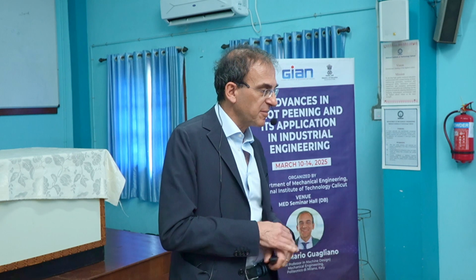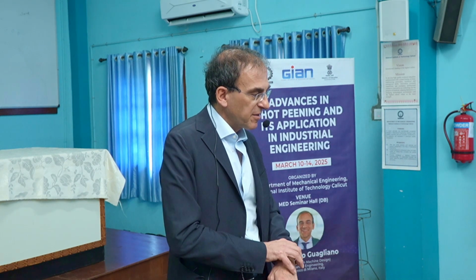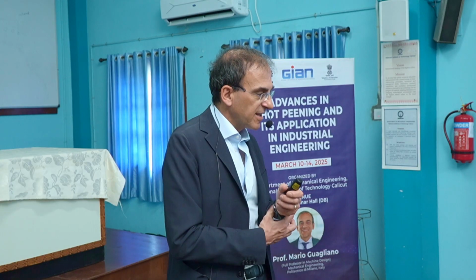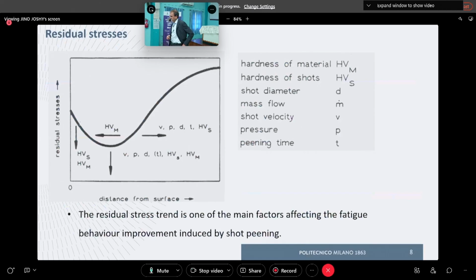Again, here is a similar concept, maybe a bit more complete. Here is not only the maximum compressive stress, but also the surface residual stress. And what can we notice? We have already commented on most of the parameters. This refers to air peening because I see pressure, and the time is also a factor that is influencing somehow the trend. And the hardness of the shot and of the material is related to UTS.